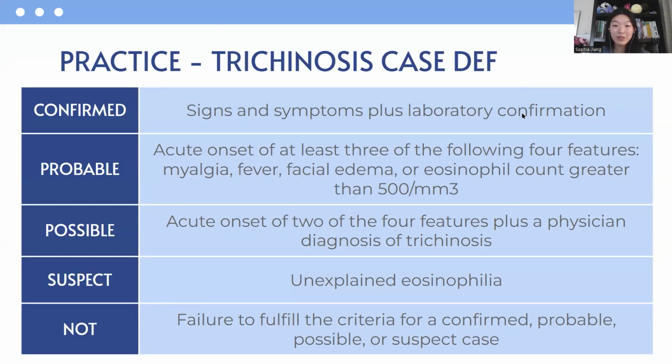So let's practice with the trichinosis case definition. I want you to read all of this, the criteria for confirmed, probable, possible, suspect, and not. And on the next slide, I'm going to give you a list of things, and you're going to tell me whether the case is confirmed, probable, possible, suspect, or not. So take a moment to read through these. And now let me show you the information.